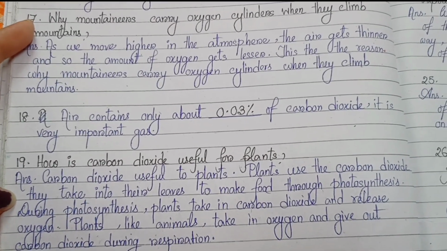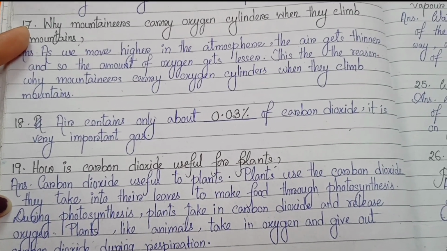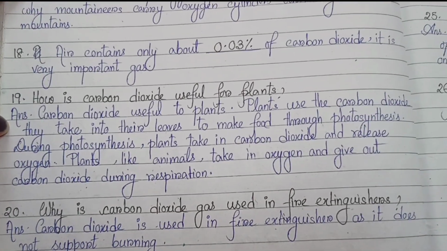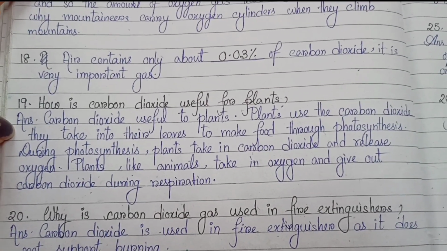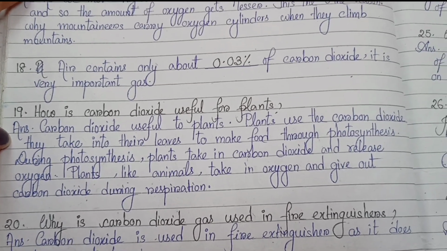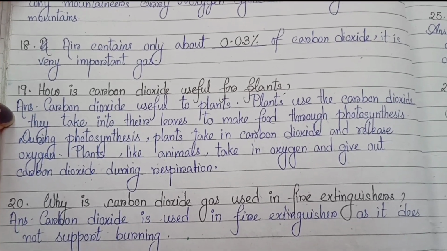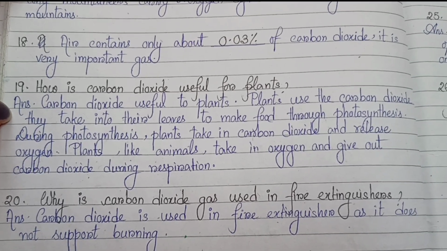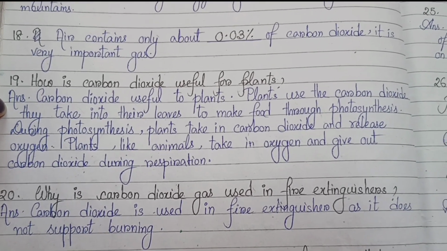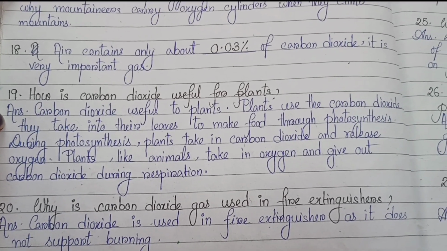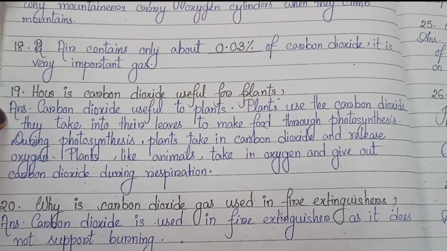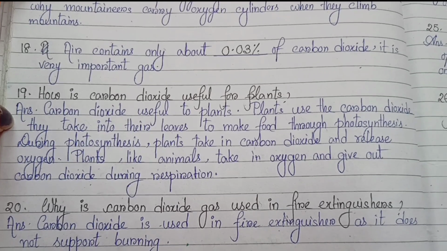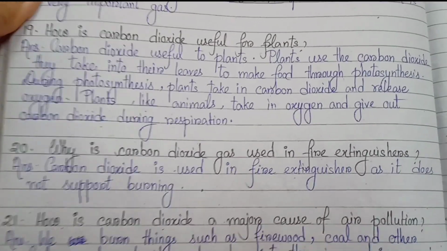Number 18. Air contains only about 0.03% of carbon dioxide. It is a very important gas. Number 19. How is carbon dioxide useful for plants? Plants use the carbon dioxide they take into their leaves to make food through photosynthesis. During photosynthesis, plants take in carbon dioxide and release oxygen. Plants, like animals, take in oxygen and give out carbon dioxide during respiration.